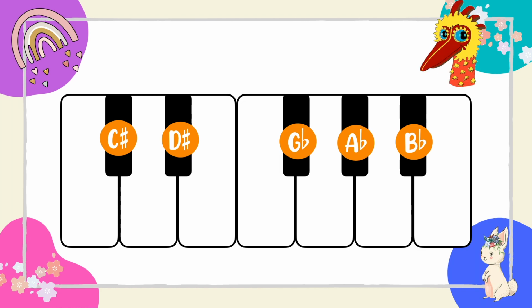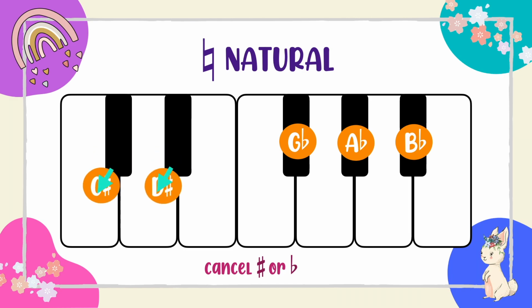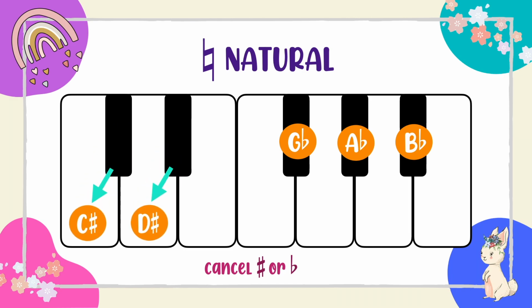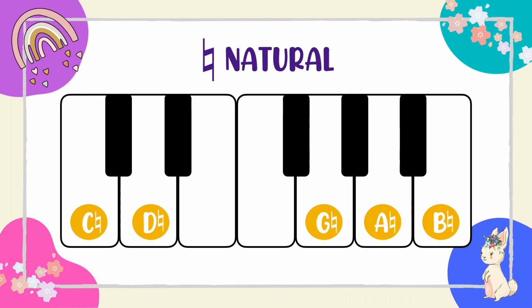Teacher, how about natural? The natural accidental is used to cancel the previous accidental from either a preceding note or the key signature. Let's use these existing sharp and flat notes as examples. To cancel the previous accidentals and return to the original notes, C sharp and D sharp become C natural and D natural. G flat, A flat and B flat become G natural, A natural and B natural.